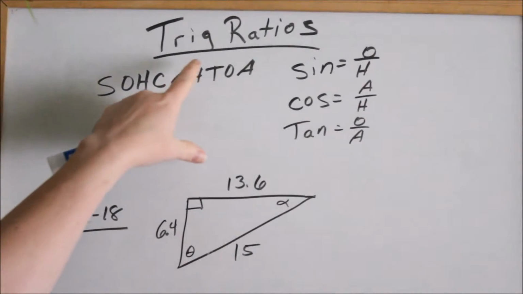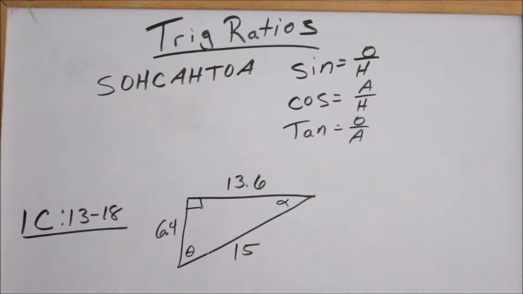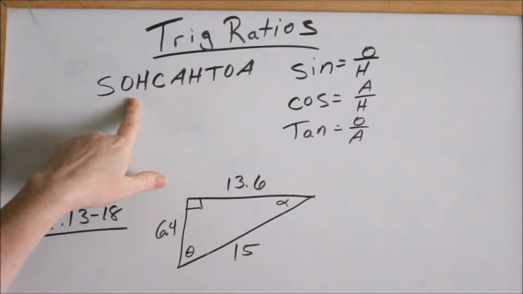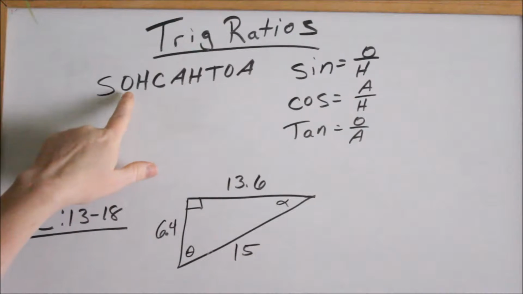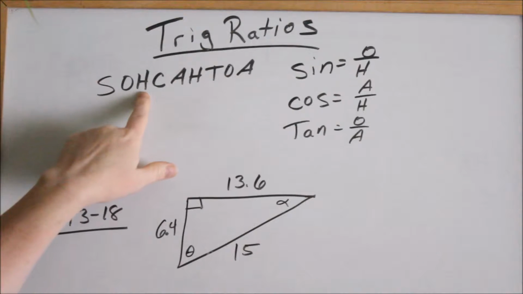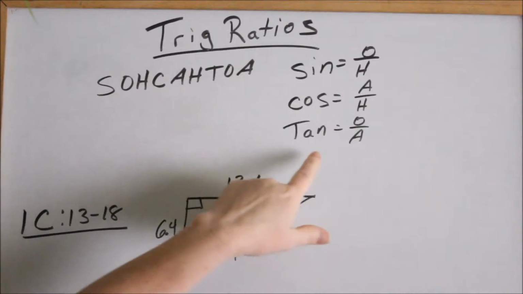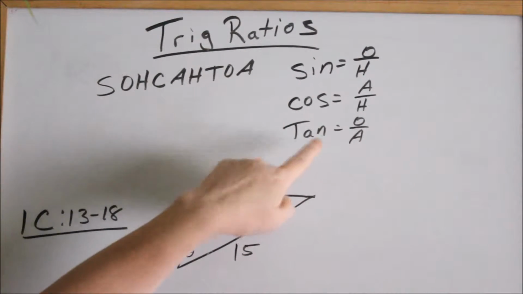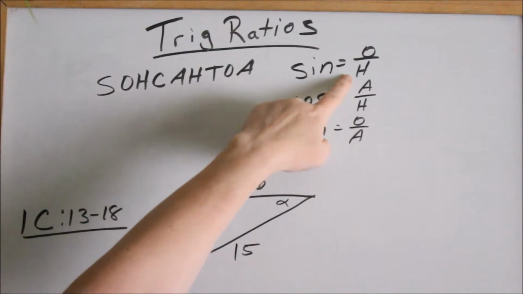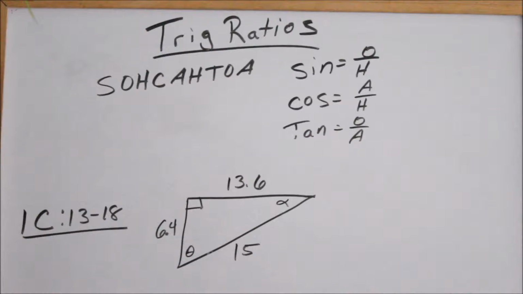Okay, today we're going to be doing trig ratios. Ratios is a fancy word for fraction. So these are trigonometry ratios. You have the acronym Sohcahtoa. What does that help remind us of? That sine equals opposite over hypotenuse, cosine equals adjacent over hypotenuse, tangent equals opposite over adjacent. And I have all three trig ratios right here. Sine, cosine, tangent. Sine is opposite over hypotenuse, cosine is adjacent over hypotenuse, tangent is opposite over adjacent.